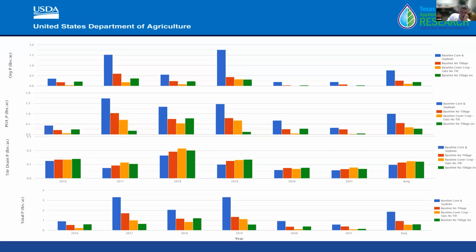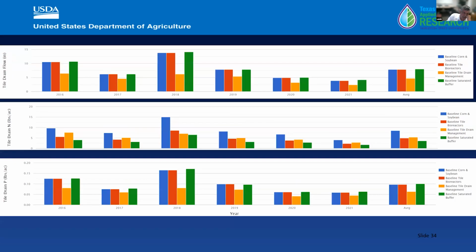Next, please. And again, this is on the phosphorus. You can see that the tile drain phosphorus is going to be increased a little bit, because what you do is incorporation, and eventually the tile system has to take it out a little bit. But in total, the reduction is a factor.